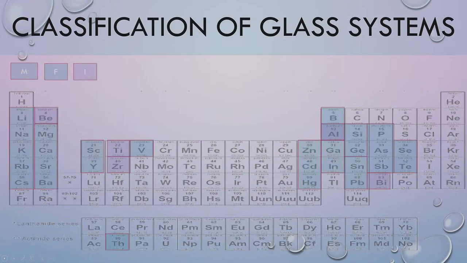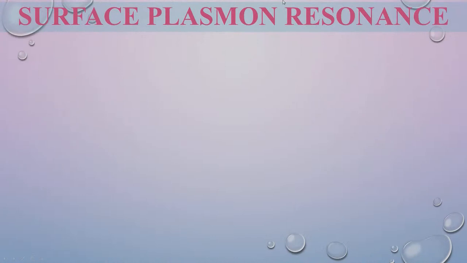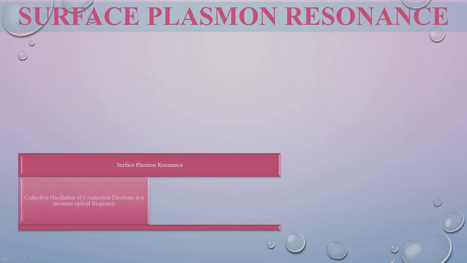Okay. Now, having said this, the most important thing when we are dealing with stained glasses, especially those doped with gold or silver nanoparticles, the first important thing that we come across is that they exhibit a characteristic feature which we call surface plasmon resonance. So what is surface plasmon resonance? It is termed as the collective oscillation of conduction electrons at an optical resonant frequency.